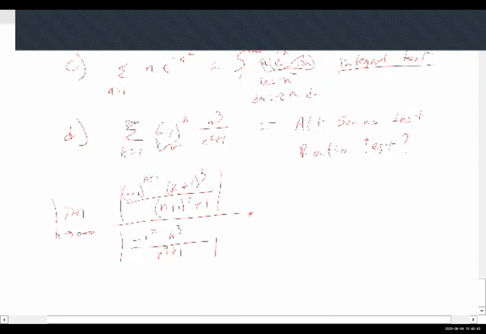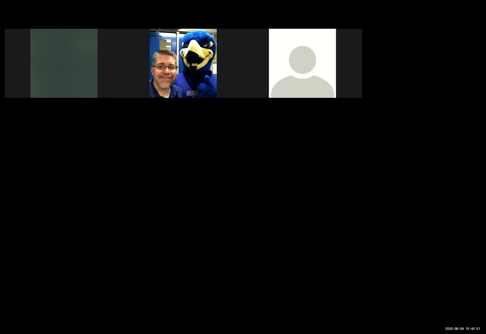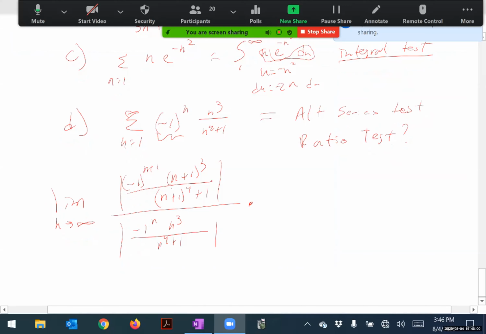Okay, so now let's flip. Let's divide and flip. It's blurry again. Okay, let me stop my share. Let me count to 5. 1, 2, 3, 4, 5. And let me share again. Boom. Okay, hopefully that's better.